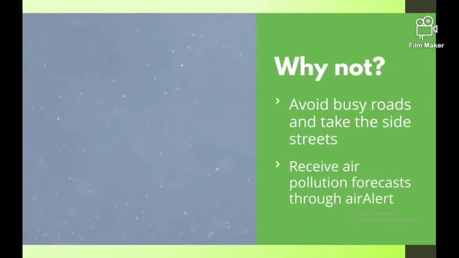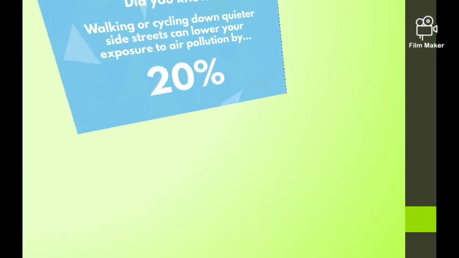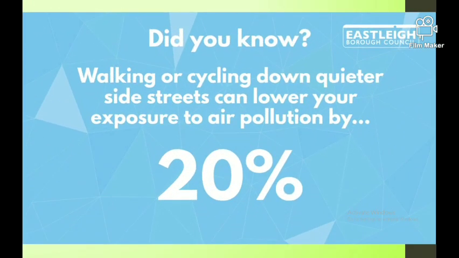Why not avoid busy roads and take the side street? Receive air pollution forecast through air alerts. And did you know, walking or cycling down to the quiet side street can lower your exposure to air pollution by 20%.